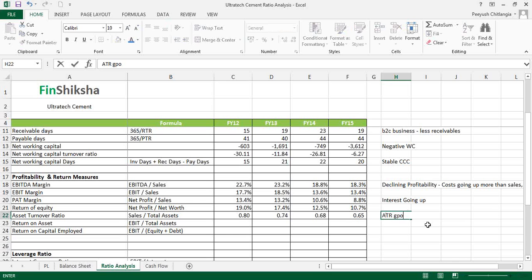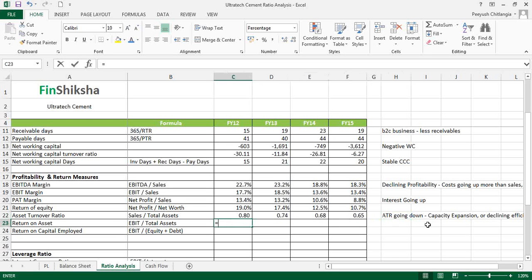Asset turnover ratio going down is typically because of two reasons: CapEx, where capacity has been expanded but sales have not yet materialized because of that, or declining efficiency. So we have to figure out which one is the major reason as we go along. That'll tell us what's possibly happening with these ratios as we look at them, right?